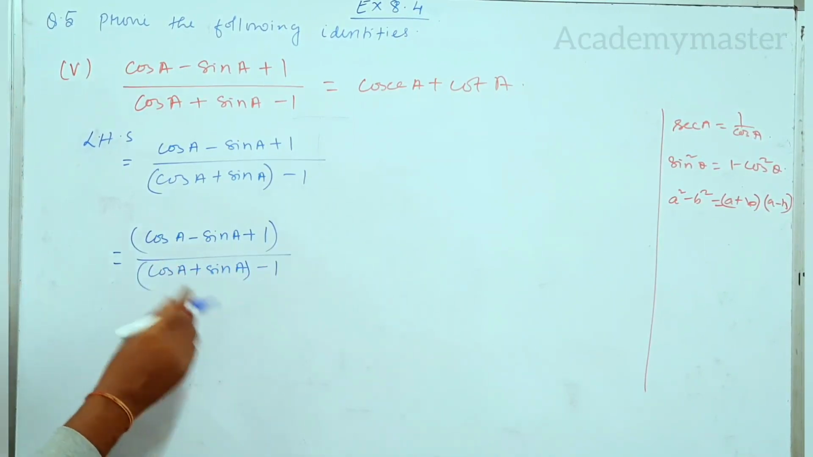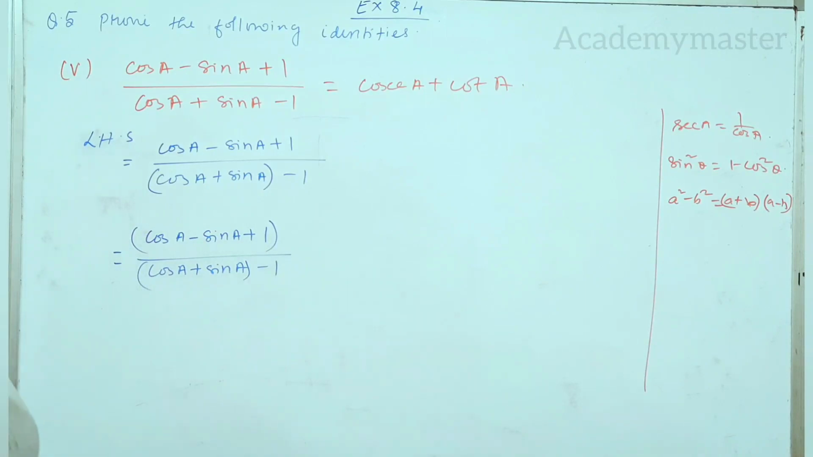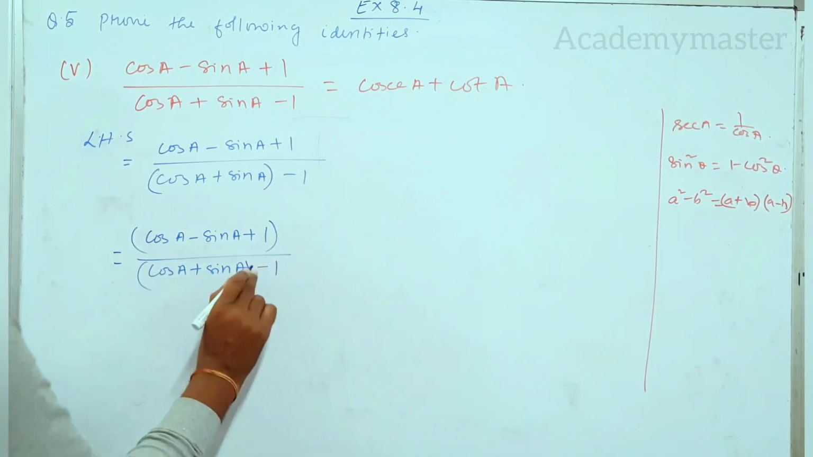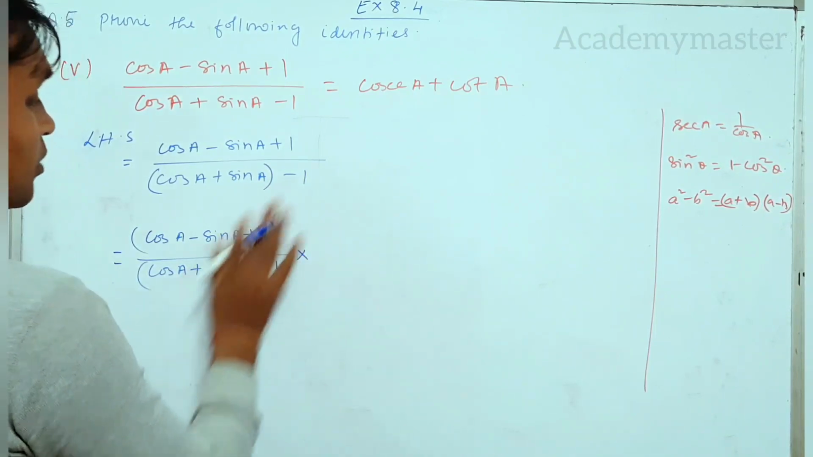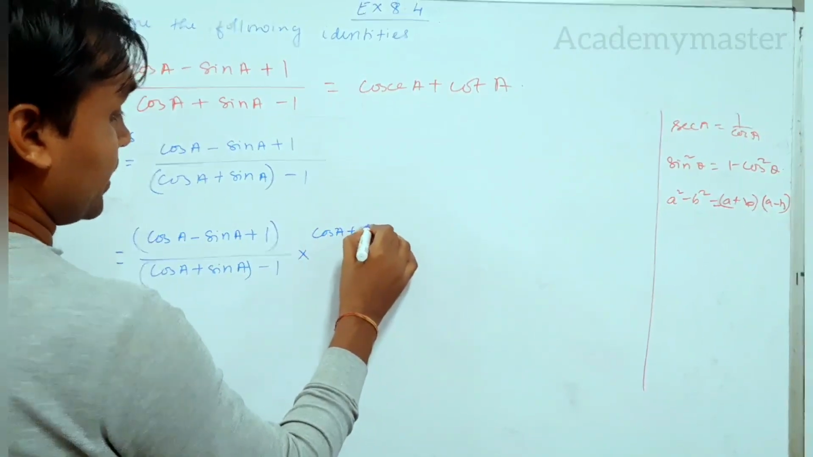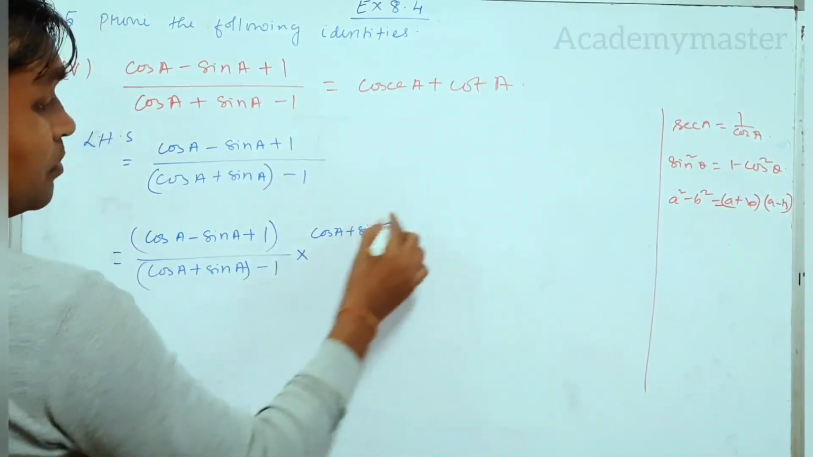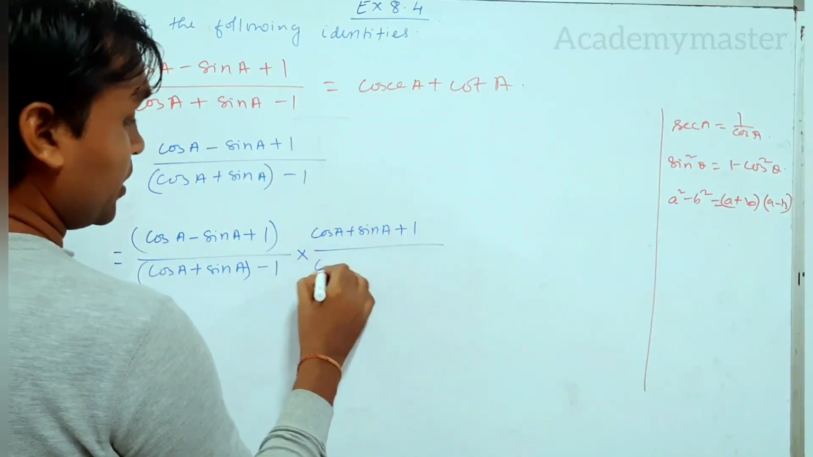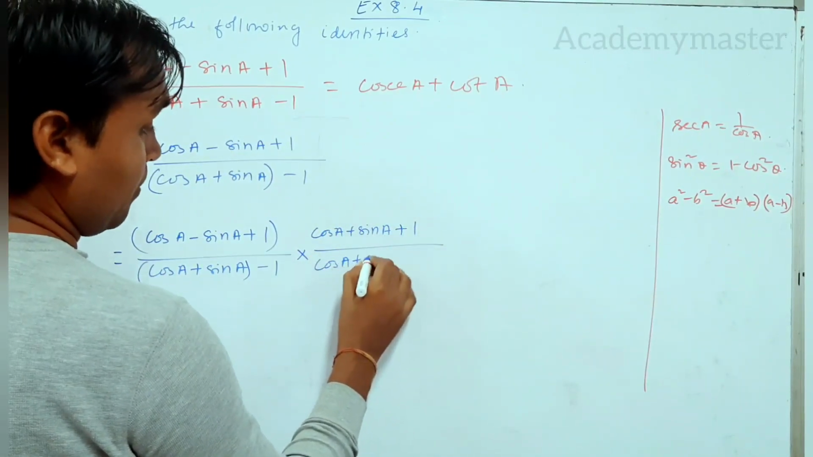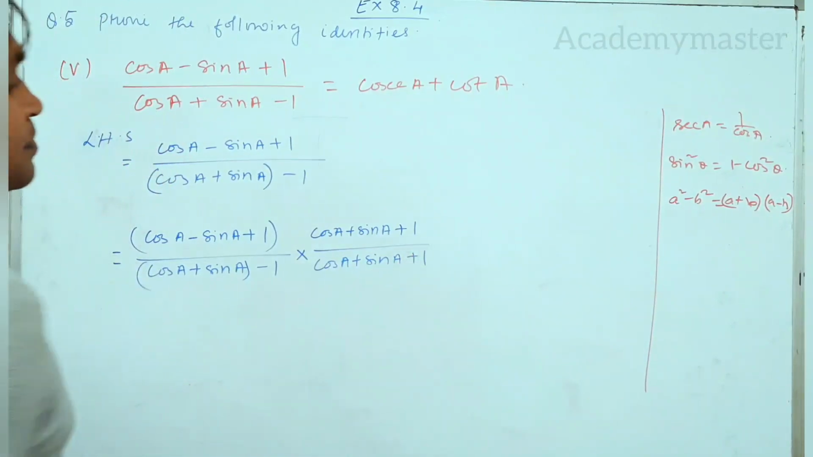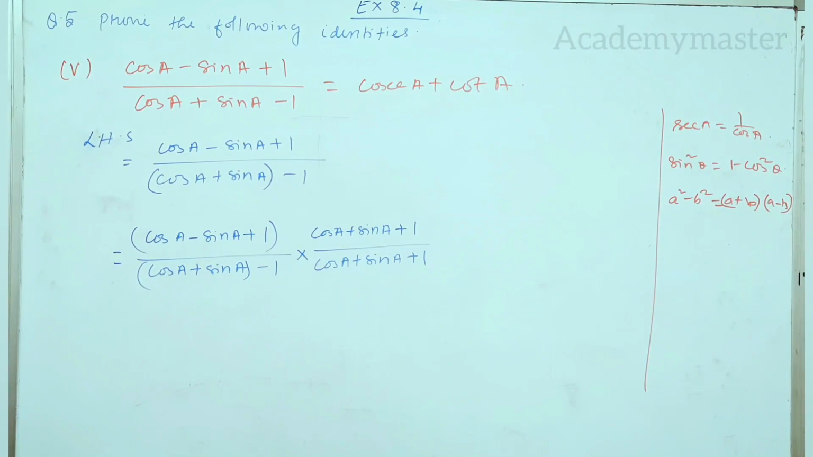As I have already told you, rationalization you might have learned in class 9, not might, surely you have learned. So this is one term and this is another term. Rationalizing means this sign will be changed and we will multiply up and down. So it will be cos A plus sin A, now minus will become plus 1. And we have to multiply both the numerator and denominator with that, cos A plus sin A plus 1. Okay, I hope this step you have understood.